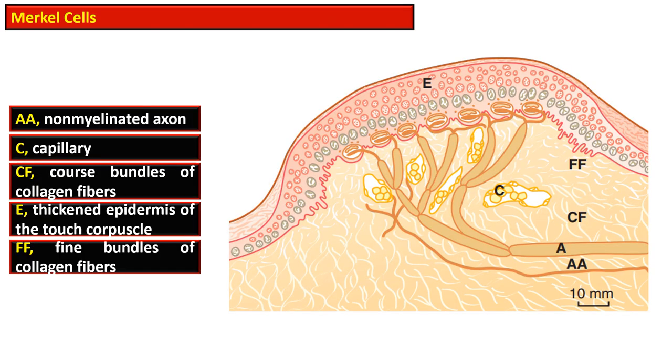This illustration is showing the arrangement of Merkel cells. They are present in the form of Merkel discs that are often grouped together as dome receptors, because the epidermal area above this tactile mechanoreceptor is thickened and projecting outward, and it is dome-shaped, as evident by this illustration. The entire group is innervated by a single myelinated nerve fiber.